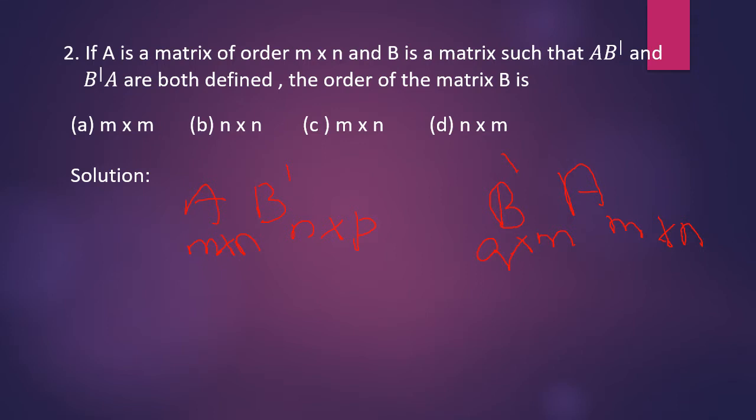That means for B dash, here the order is n by P, here the order is Q by m, if and only if the value of Q is n and the value of P is equal to m. Therefore B dash is a matrix of order n by m here. But we want the order of the matrix B. So B is nothing but the transpose of this B dash. Interchange the rows and columns and you will get the transpose. Therefore the order of this matrix B will be m by n. So that is option C.